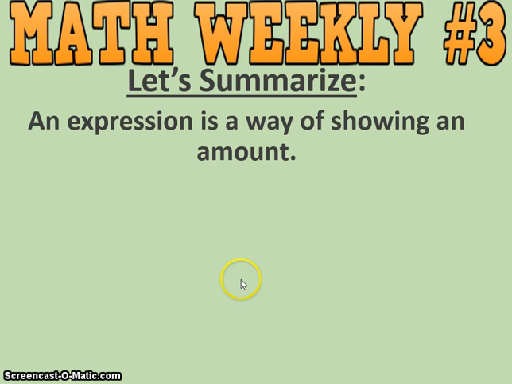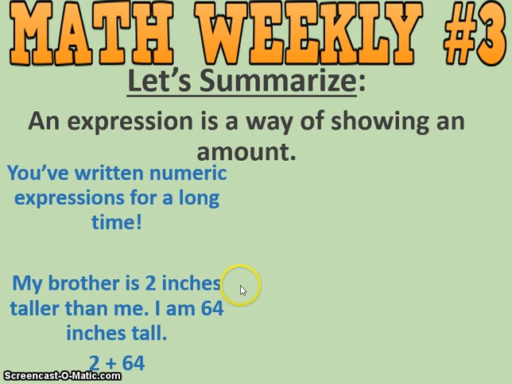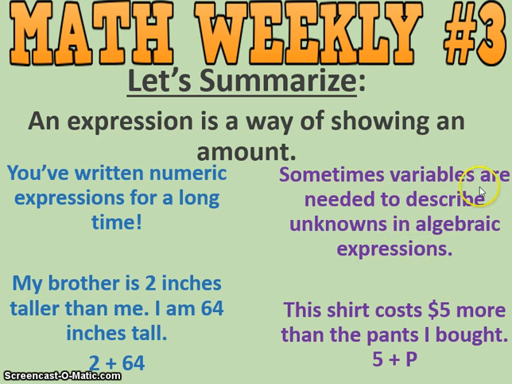So let's summarize. An expression is a way of showing an amount. You've written numeric expressions for a long time. So for example, my brother is 2 inches taller than me. I am 64 inches tall. That would be 2 plus 64. But sometimes variables are needed to describe unknowns in algebraic situations. This shirt costs $5 more than the pants I bought. 5 plus P, the price of the pants.